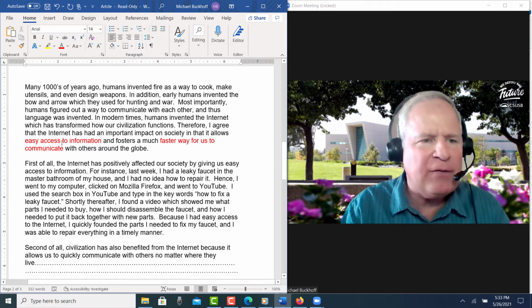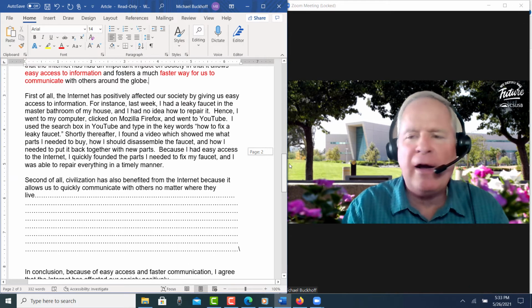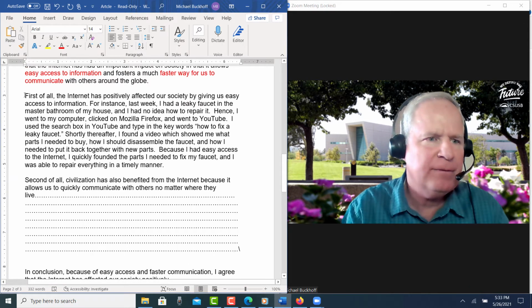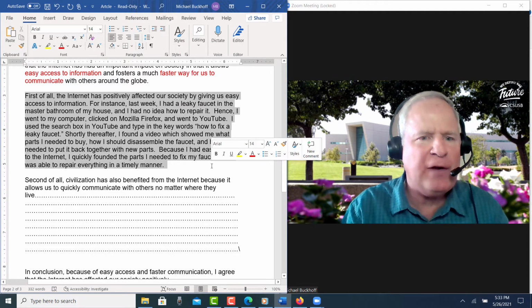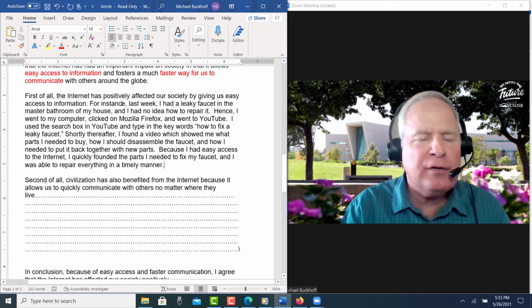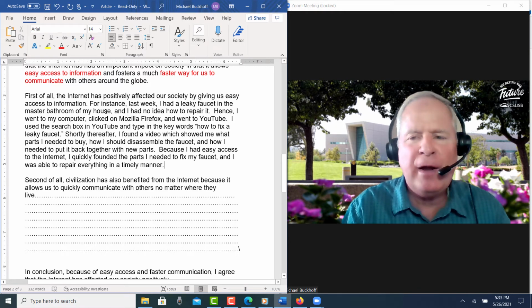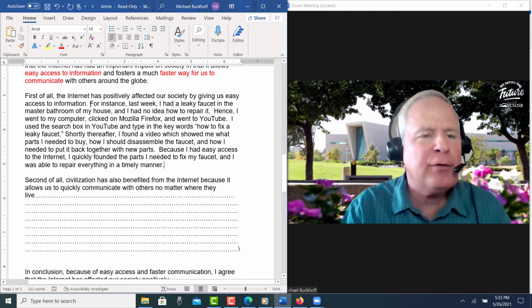Let's say that we take the easy access and we want to develop this in a paragraph. What would that look like, right? So let's see exactly what that would look like. Here it is. First of all, the internet has positively affected our society by giving us easy access to information. For instance, last week I had a leaky faucet in the master bedroom of my house.